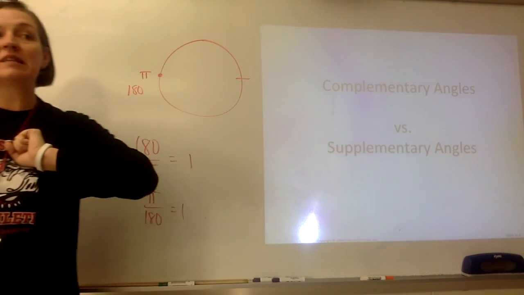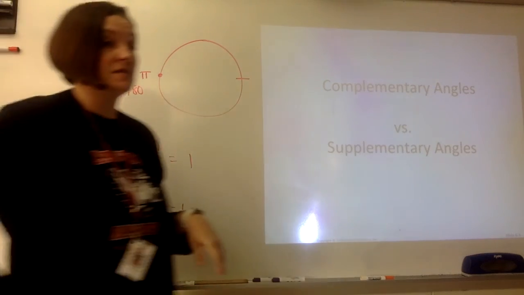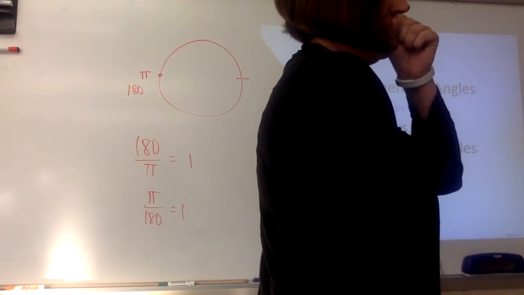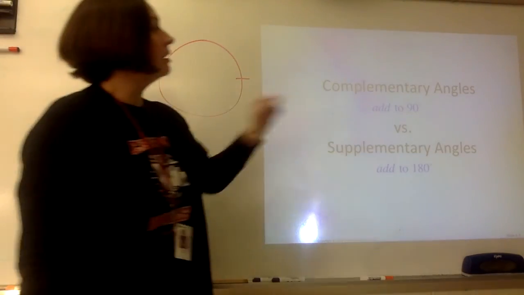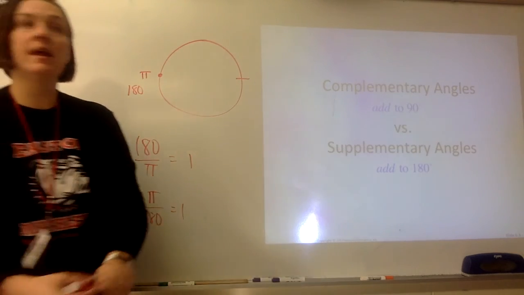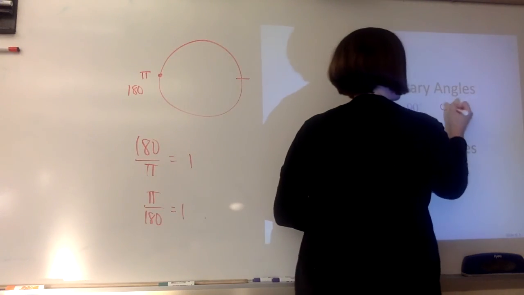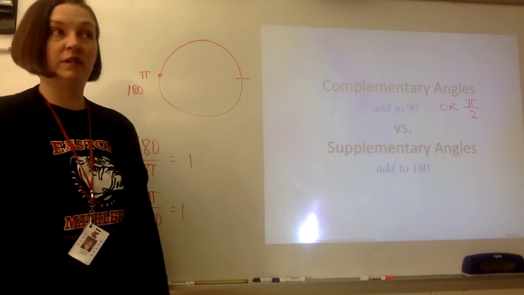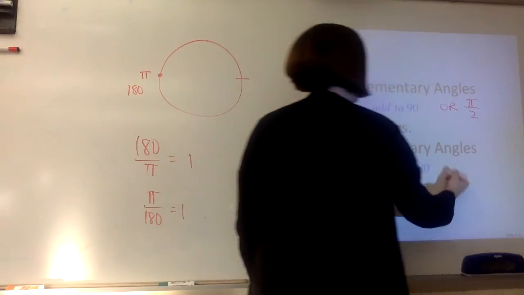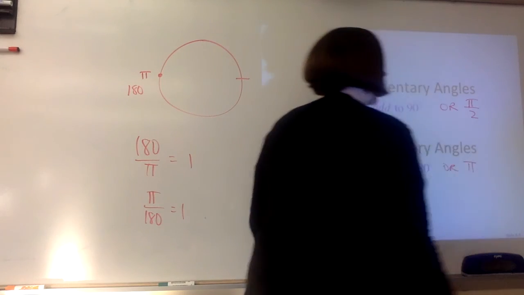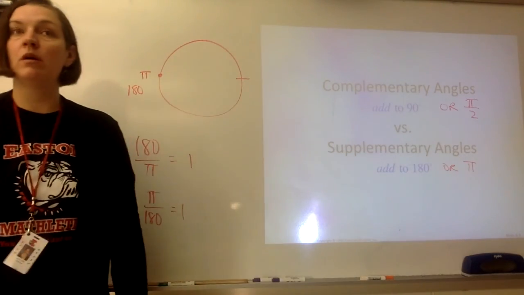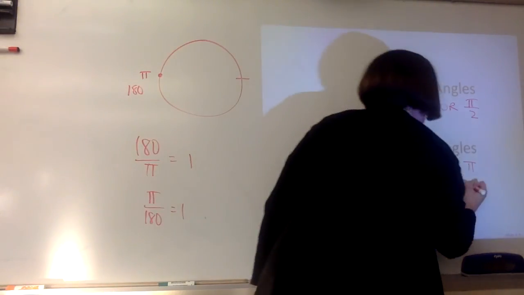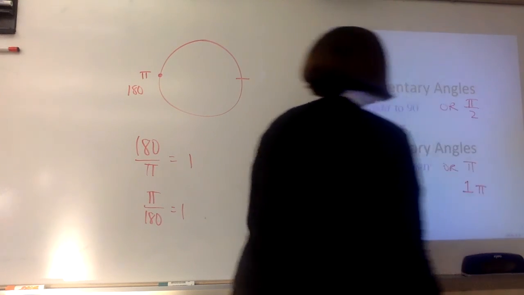We are now going to extend that definition to radians. So, as you can see, complementary angles add to 90 or pi over 2. Its radian equivalent. They add to 180 or they add to pi. Remember, pi means 1 pi.